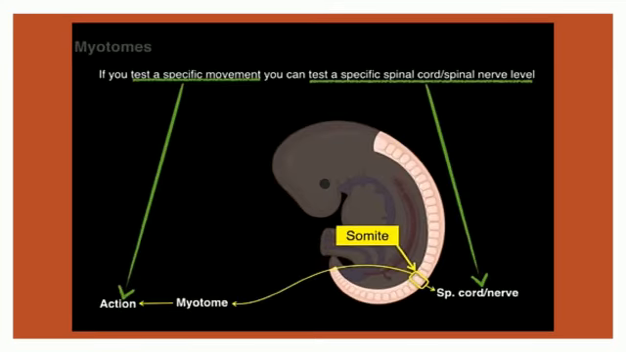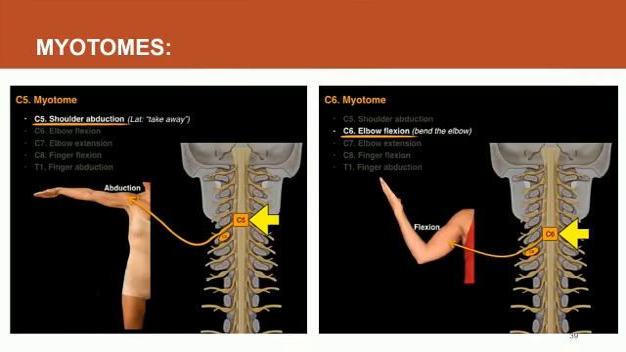If you test a specific movement, you can test a specific spinal cord and spinal nerve level. So there is one somite at that spinal cord level. It gives rise to a myotome, and myotomes are a group of muscles innervated by a single spinal cord nerve level, and these muscles perform a specific action. So if you test a specific movement, you can test a specific spinal cord or spinal nerve level. Now take a look at the first picture.